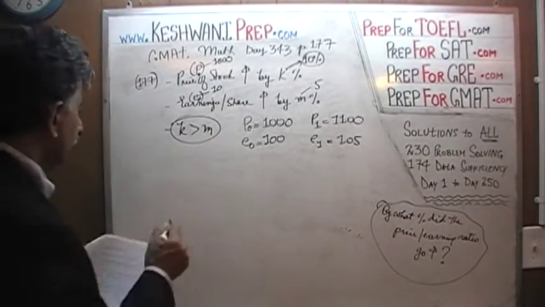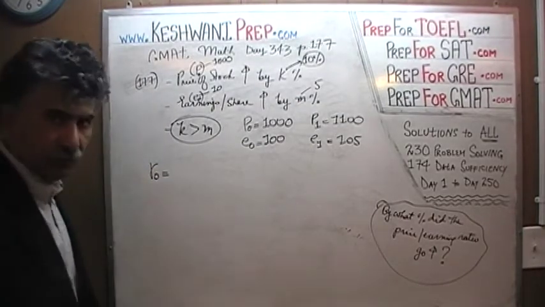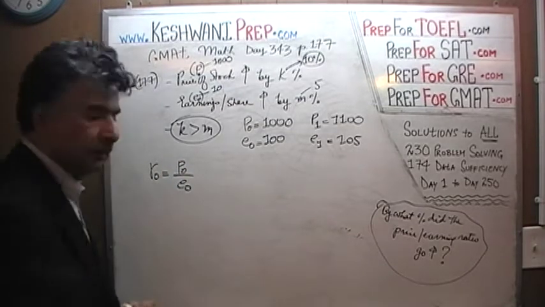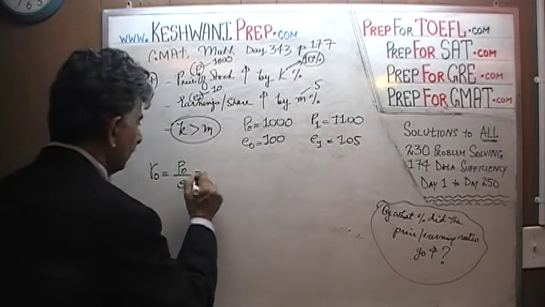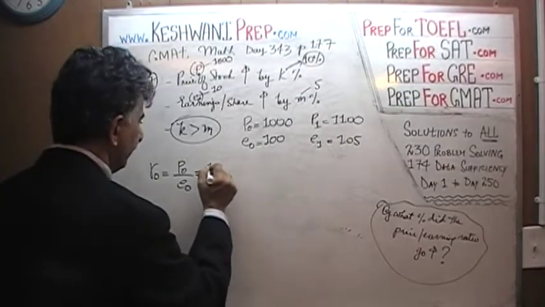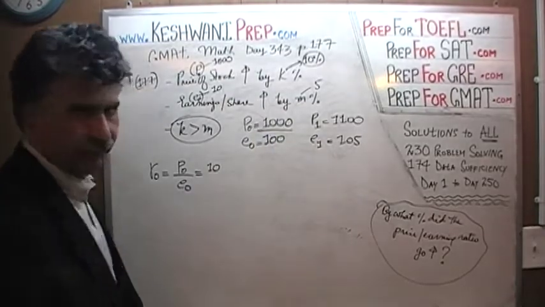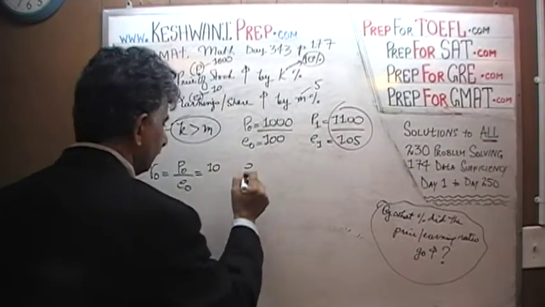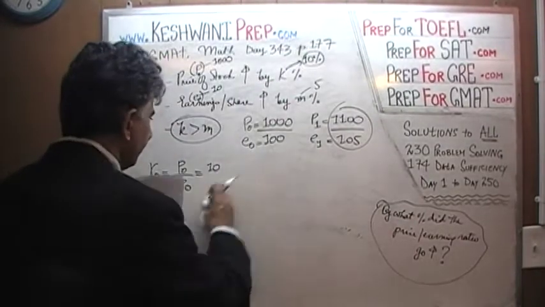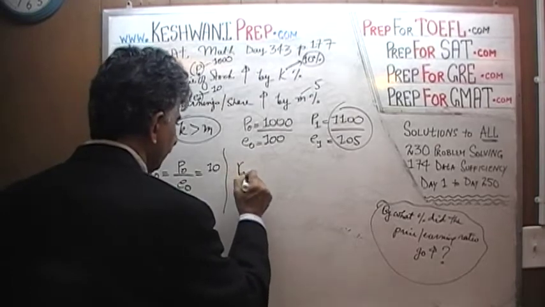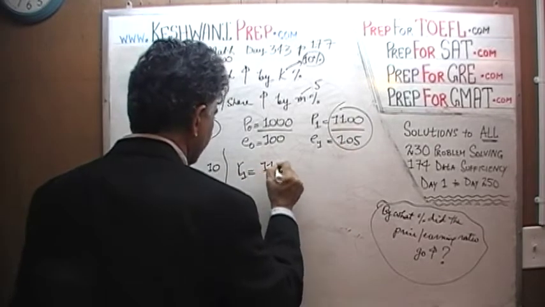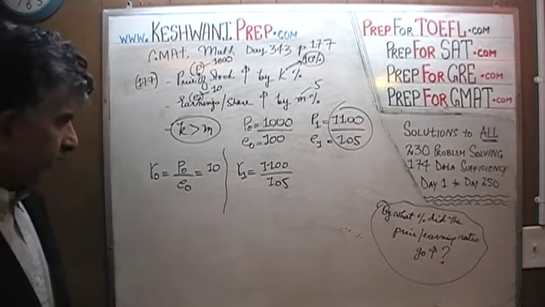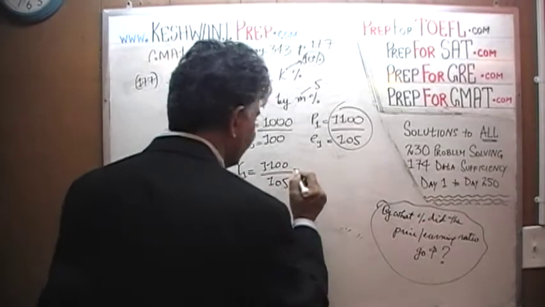We are done talking. So the initial ratio, the ratio that we start out with, is the original price, which is P naught, over the original earning, which was, in our case, 10. So it's simply 1,000 over 10. The new one is right here, 1,100 over 105. The new ratio, okay. Now pay attention. The new ratio is right here. It's 1,100 over 105.